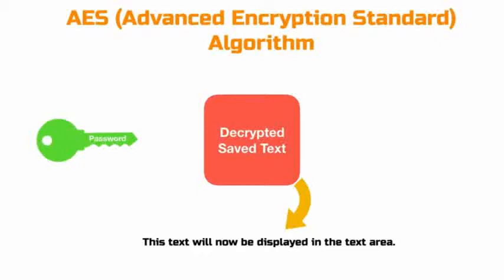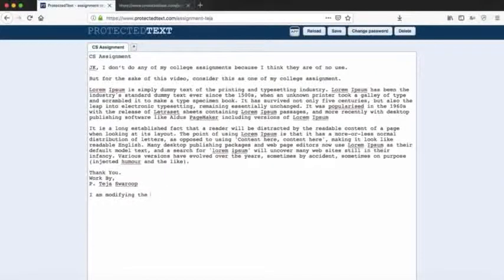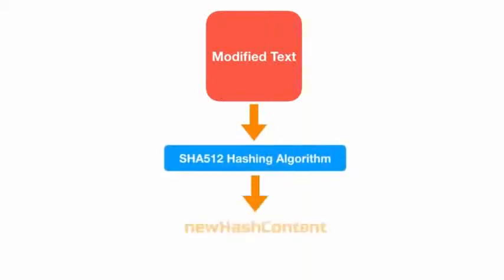The next thing the code does is it calculates a hash of the decrypted content and stores it in the variable named init hash content. Once again, remember that hash is a one-way function. Now, if you modify the text on the side and click on the save button to save the changes, this is what happens. The hash value of the modified text is calculated and saved in the variable new hash content.